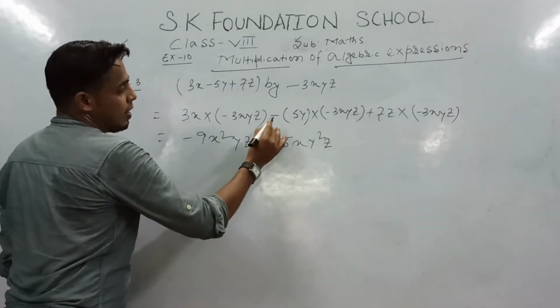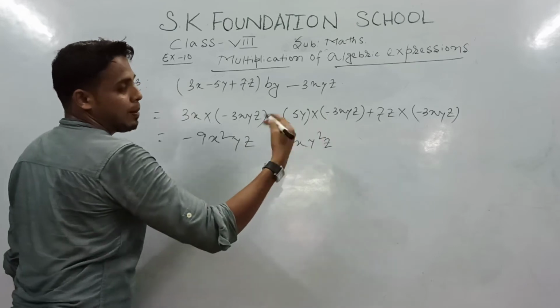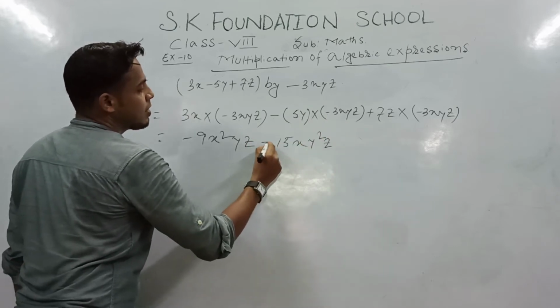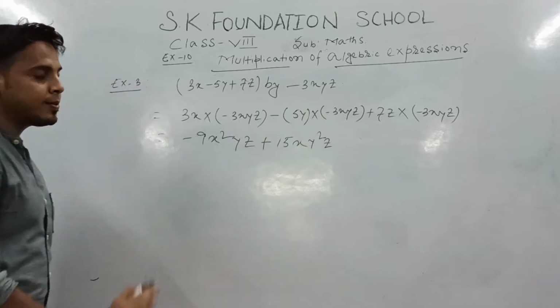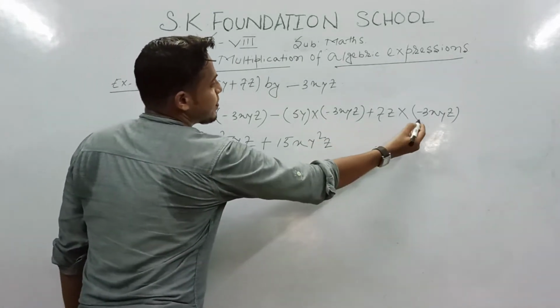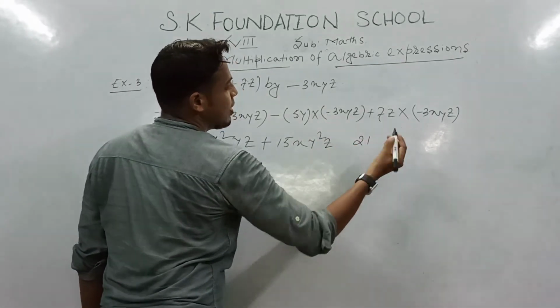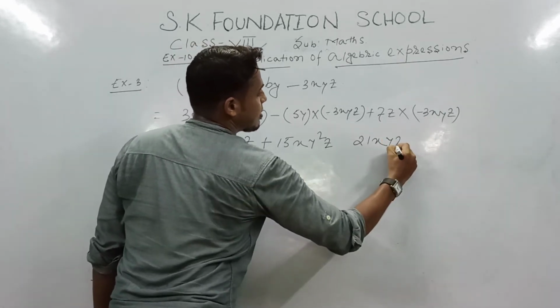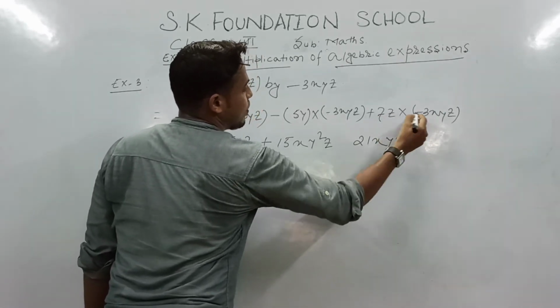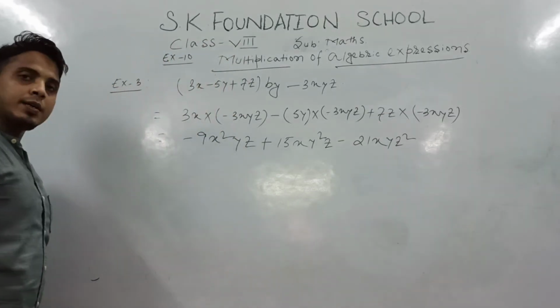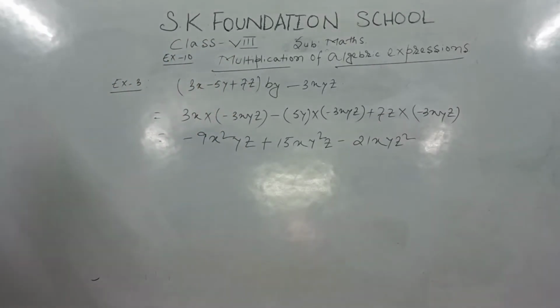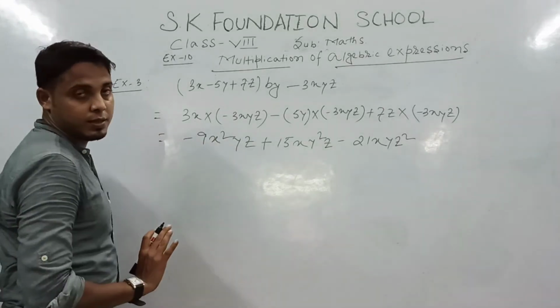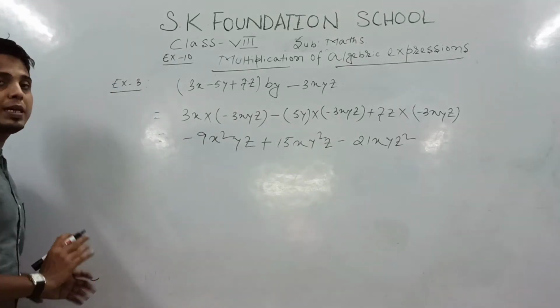Okay, and this minus, when they are multiplied, minus minus is now plus. Okay. Same, 7 3s are 21, x, y, and z into z is z square. Plus into minus is minus. Okay. Understood? This is the answer. Clear? In this way, we are going to multiply it.